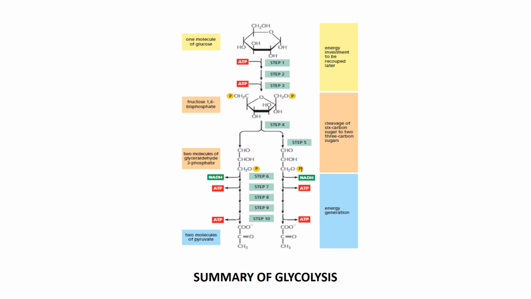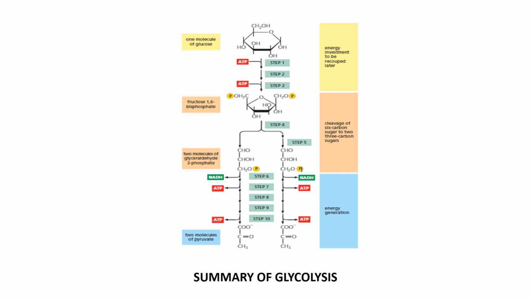Then fructose 1,6-biphosphate forms two molecules of glyceraldehyde 3-phosphate in step 5. These steps are known as cleavage of the 6-carbon sugar to 3-carbon sugars. Then glyceraldehyde 3-phosphate forms two molecules of pyruvate, and in between, in step 6, it releases two molecules of NADH.